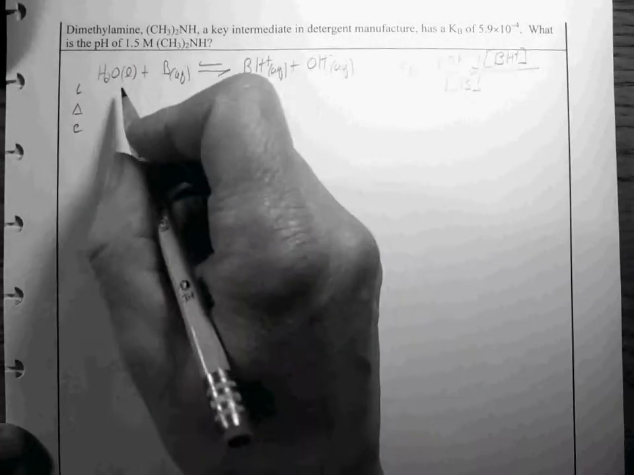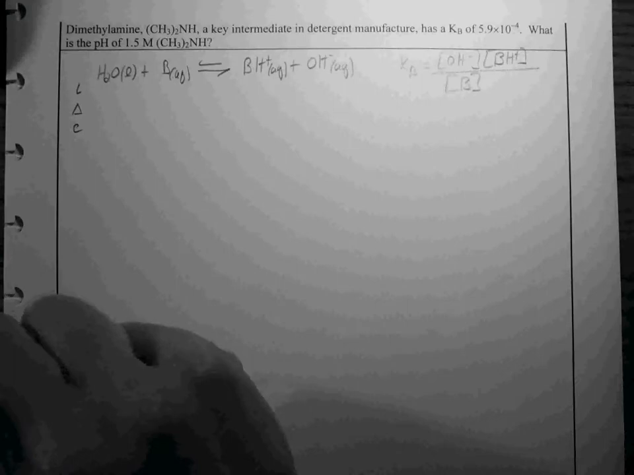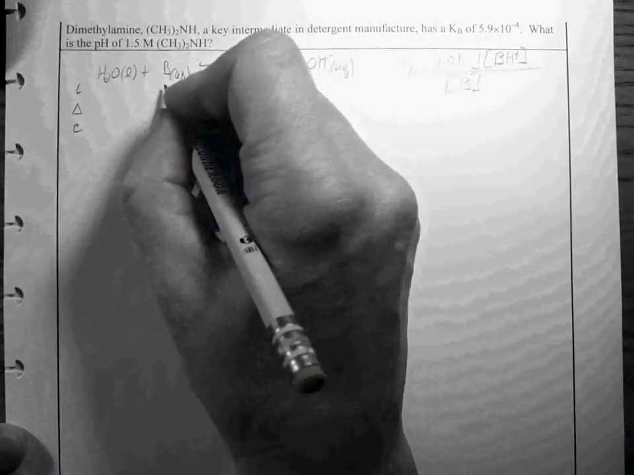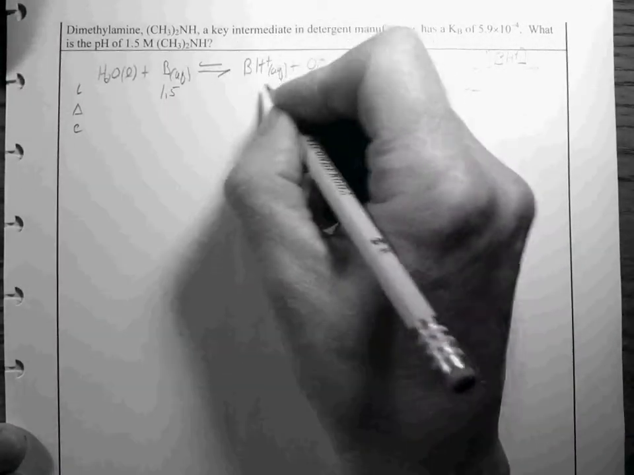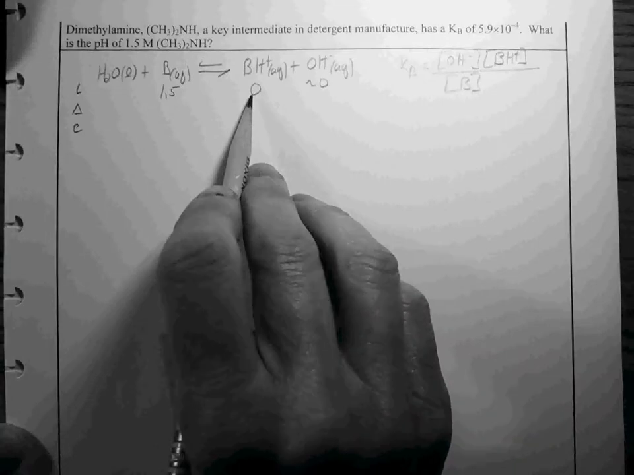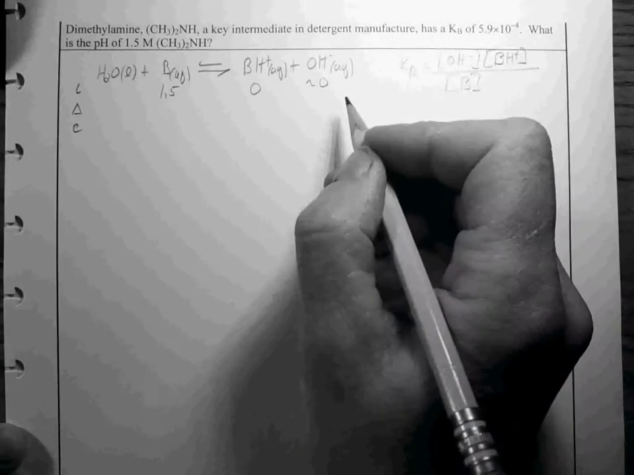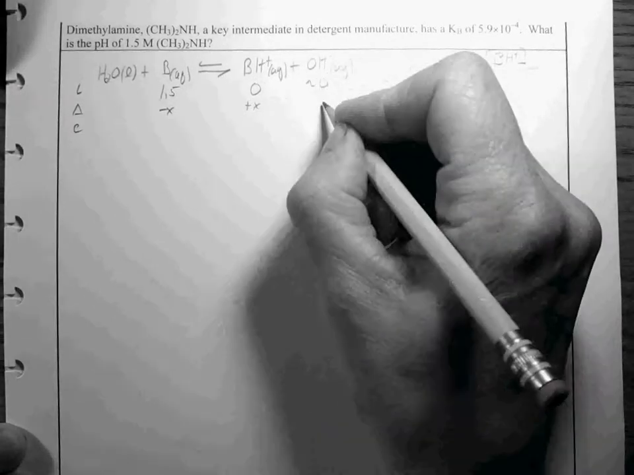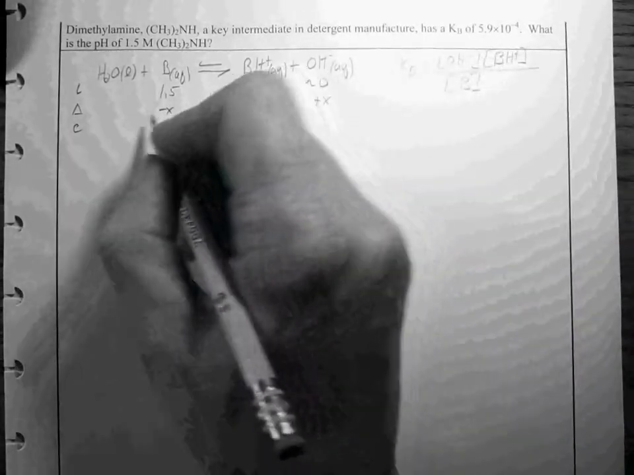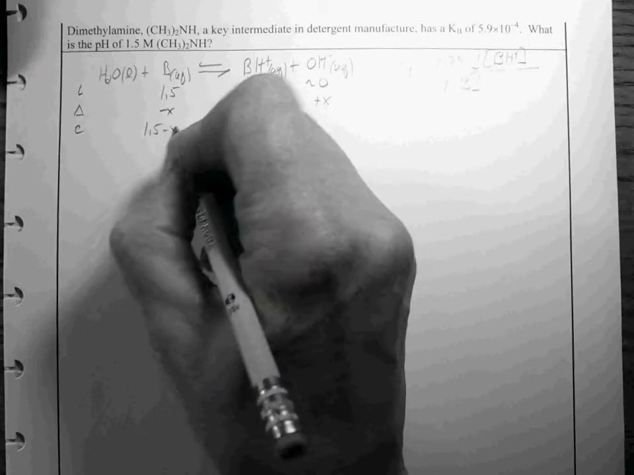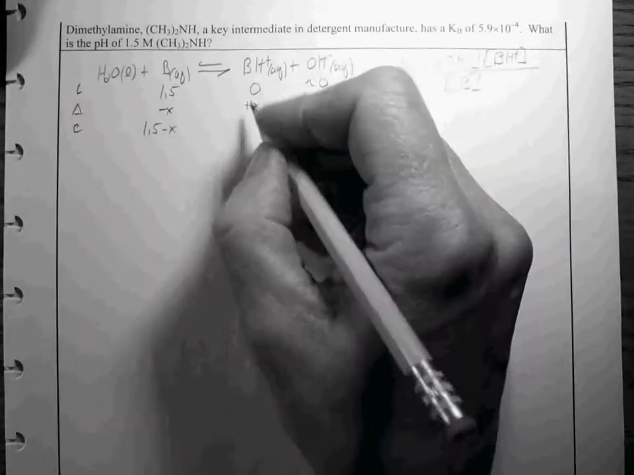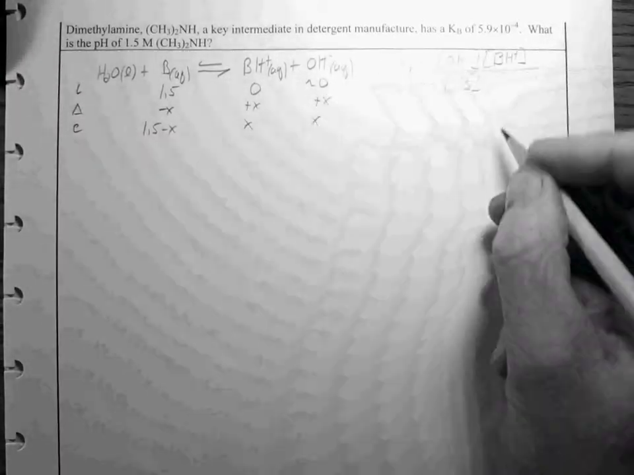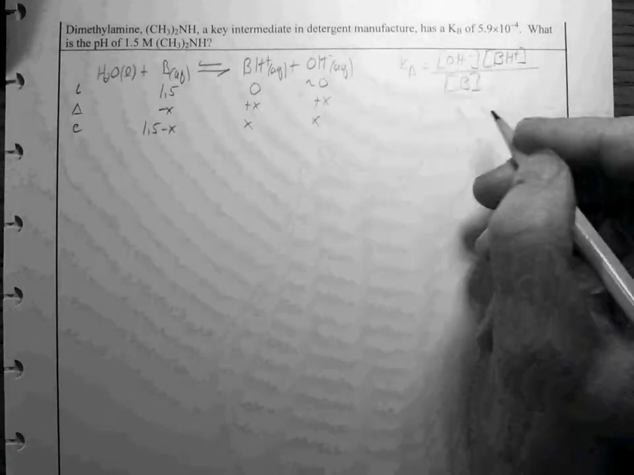Ice table. Water is a pure liquid. We don't care about its concentration. It doesn't appear in K. So we have 1.5 molar. None of the initial of the conjugate acid or hydroxide to start. We lose X off the base, gain it in our products. Initial plus change is equilibrium concentration. We can make our substitutions.